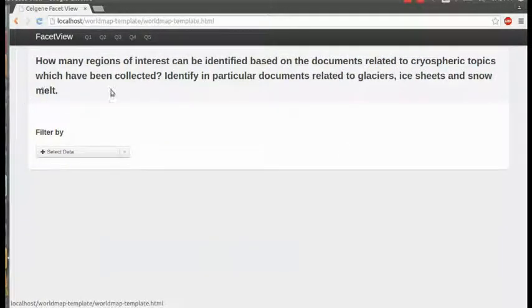The second query asks us to find regions of interest that can be identified based on documents related to cryospheric topics. In particular, we look at documents which talk about glaciers, ice sheets, and snowmelt. Again, we use Facet View's selection panel to see what data we would like to show in our D3 visualization. For this question, we have used a map-based visualization.